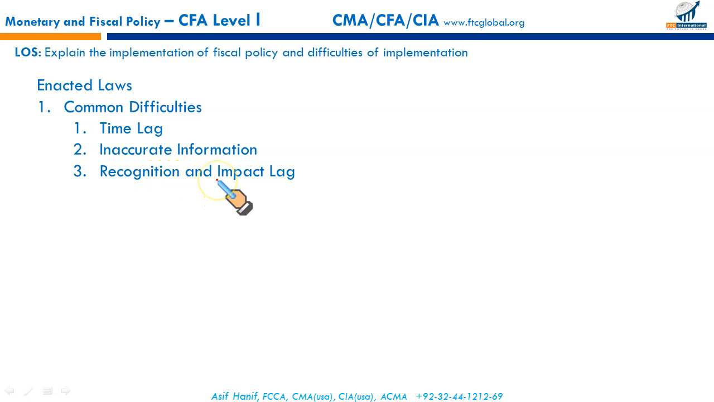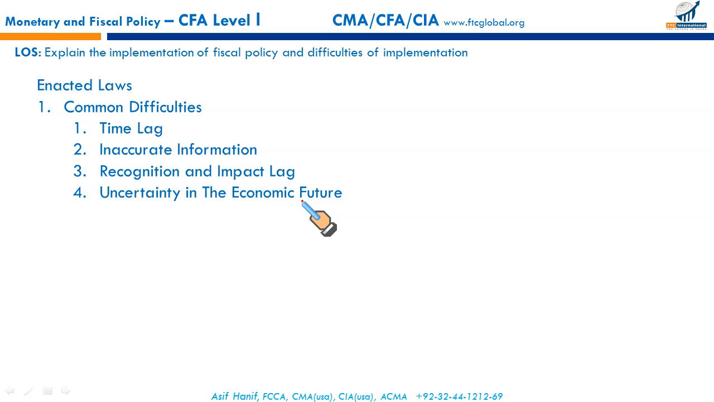Recognition and impact lag. It takes time to recognize economic patterns. New policies enacted also take time before impact is felt. And finally, uncertainty in the economic future. Crowding out effect: when the government borrows too much from the local banks, it leaves little for private sector borrowing. This is called crowding out. And the public, of course, spending side effects. So these are the difficulties in enacting laws.